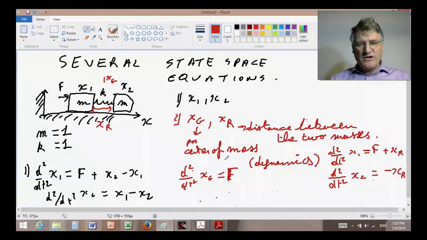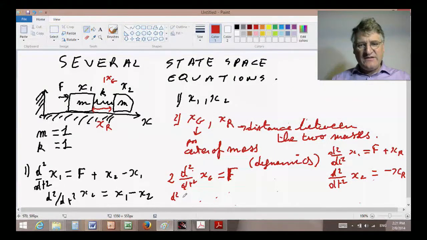Let me go back to this equation for a second. When considering the dynamics of xg, we need to weight xg by the mass of the entire system. If m equals 1 and we have two of these masses, we need to put a factor 2 here. Going back to these equations, one way of making xr appear on the left-hand side is to take this equation minus that equation. We will see x2 minus x1 appear.